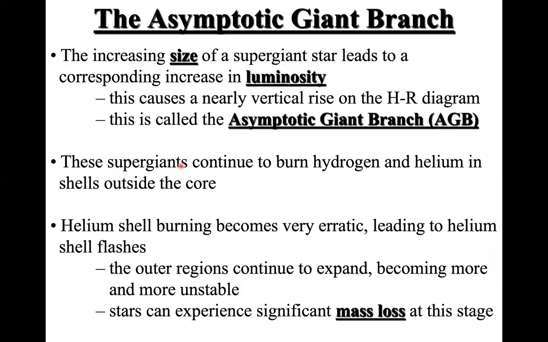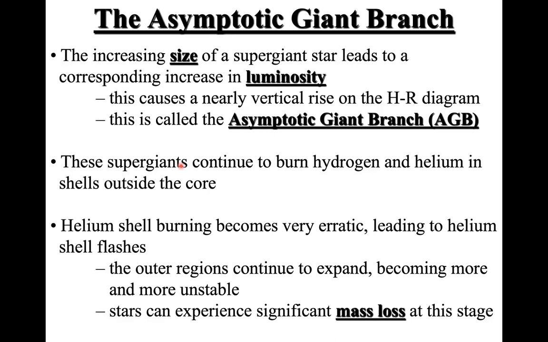Now, when the size of the star increases, this will increase the luminosity of the star, because your surface area increases, which means the luminosity should increase, right? Because of that, the star will rise towards the upper region in the HR diagram, nearly vertically. We call this a vertical rise because it goes directly upward, roughly, and this vertical upward rise is called the asymptotic giant branch.